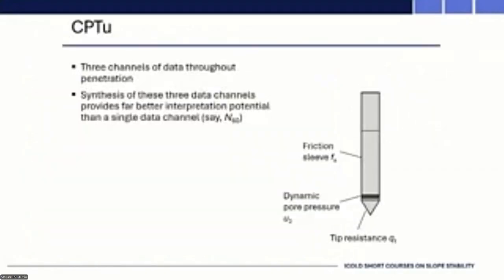So we get these three channels of data. It's continuous. That's the wonderful thing about it. It's absolutely continuous with depth, and there are not many devices that do that kind of thing. In that sense, it's way better than, let's say, an SPT, where you're getting one channel, if you like, and it's also kind of intermittent. So we get this continuous measurement of these three channels of data.